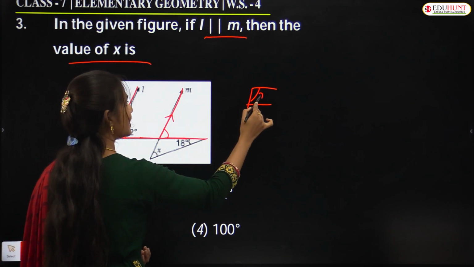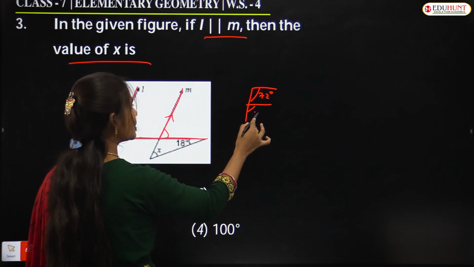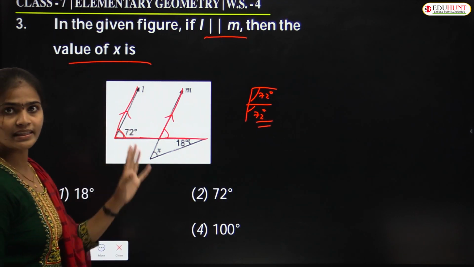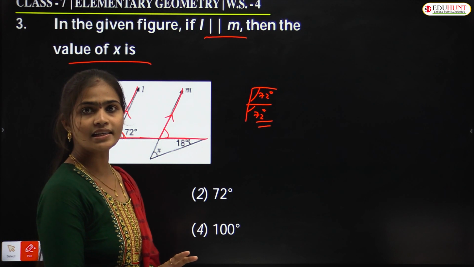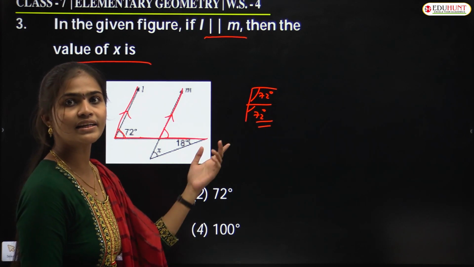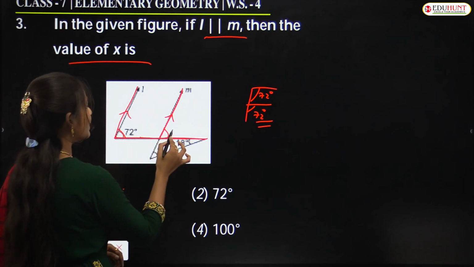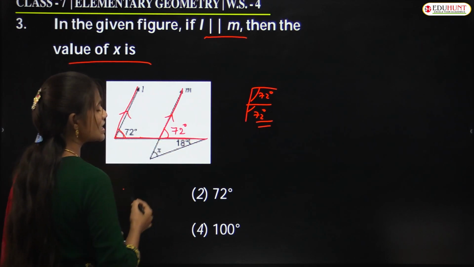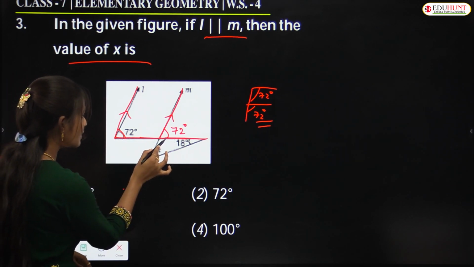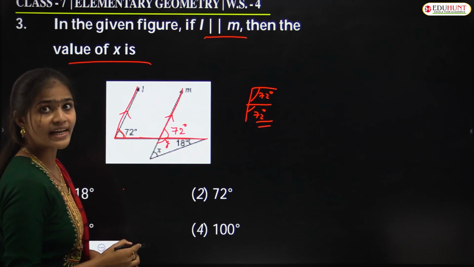Here, the angle they have given is 72 degrees. Obviously the second angle is also equal to 72 degrees. Why? Because that condition is already given in the question: the given lines are parallel. If the given lines are parallel, directly we can say that corresponding angles are equal. That's why this is 72 and this is also equal to 72 degrees. Clear? Next.